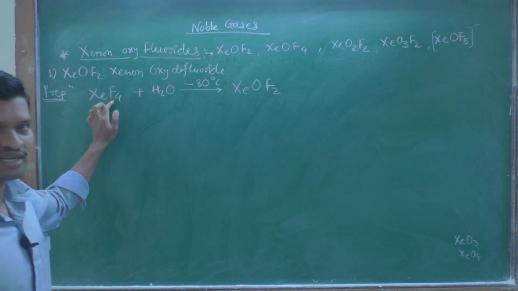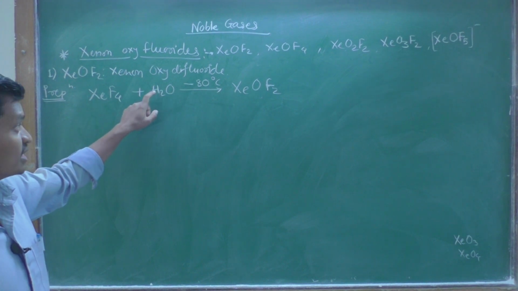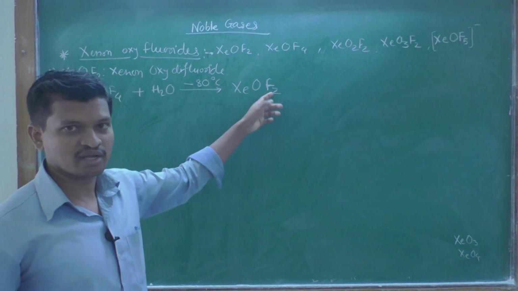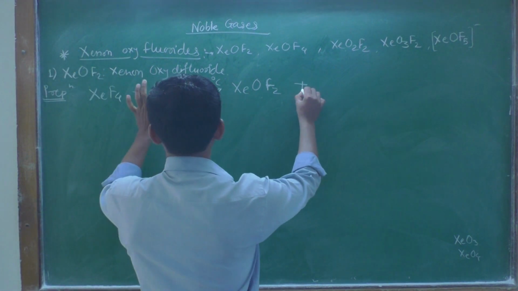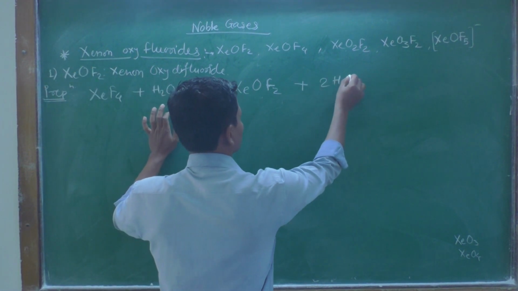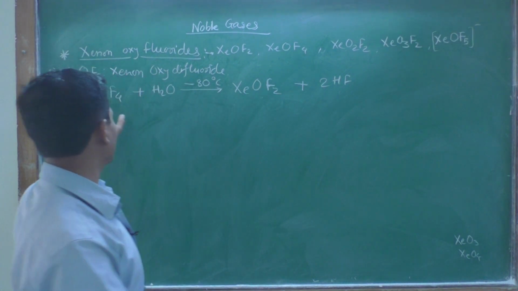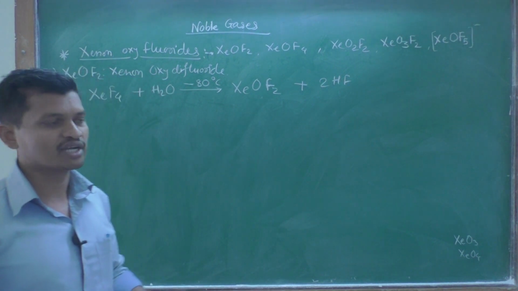On the reactant side there are 4 fluorine atoms, and water is also having 2 hydrogen atoms. So out of 4 fluorine, 2 fluorine come into the xenon oxydifluoride, and 2 fluorine remain with 2 hydrogens. So the side product is 2HF, hydrogen fluoride. In this way xenon oxydifluoride can be prepared by using xenon tetrafluoride.